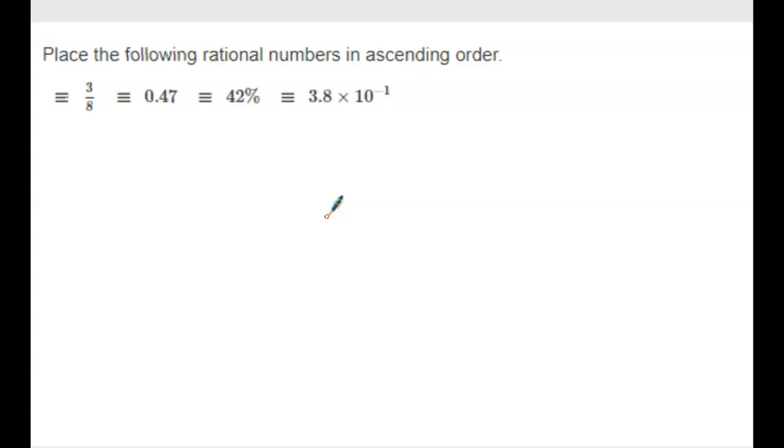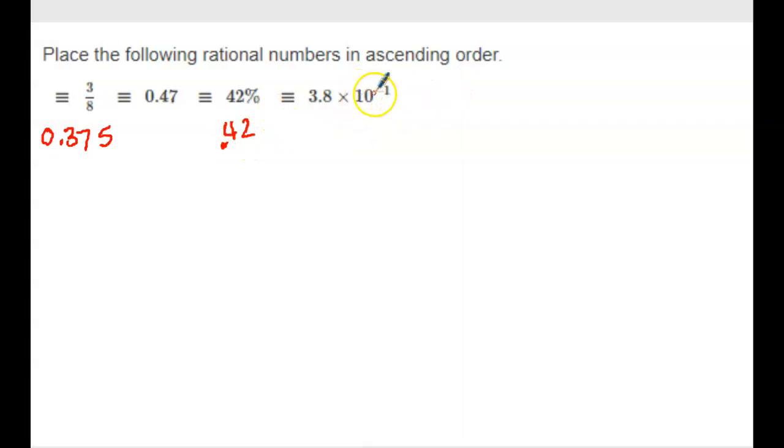So with fractions, just treat that like a division problem. That first one, 3 divided by 8, and that gives you 0.375. This one is already a decimal, 0.47, so I don't need to do anything. Percents, you can think of them as a fraction of that number over 100, and you can just divide it, or you can just take your decimal point and move it 2 places, and you're going to get the decimal.